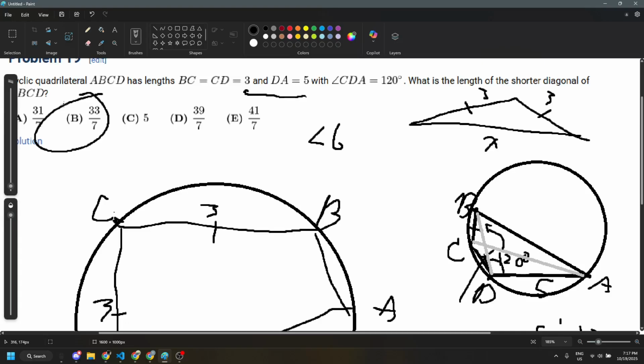Anyways, so I didn't get that right, of course. What was the actual answer? The actual answer was 39 over 7. But I should probably write down some more on Ptolemy's theorem so I can always remember that.